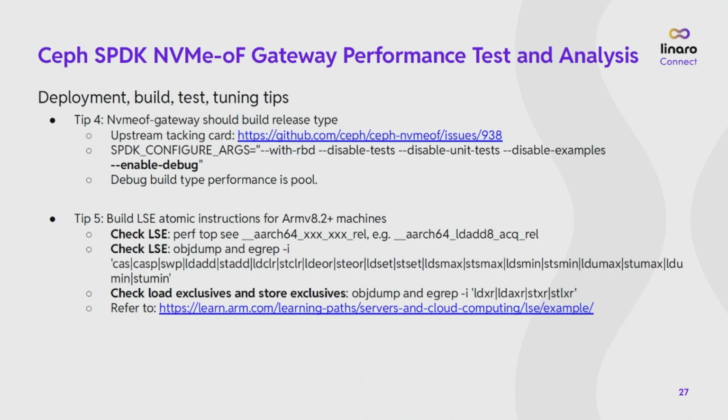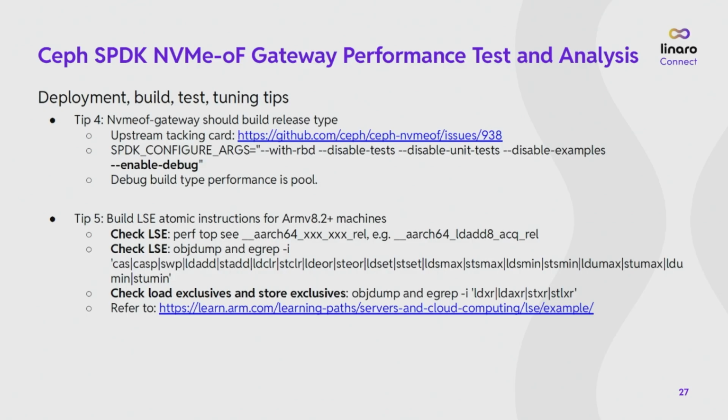Tip 4, because the default build type of the NVMe gateway is debug, we need to make it build as a release type, because the debug type performance is really poor according to the test. And tip 5, we need to build the LSE atomic instructions for ARM v8.2 plus machines. Here are some methods to check if we built the LSE atomic instructions.